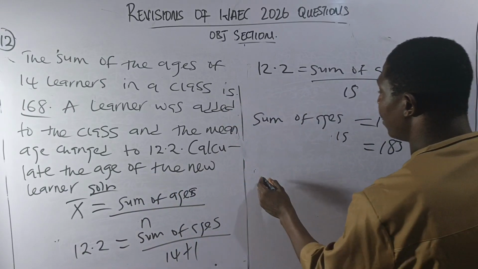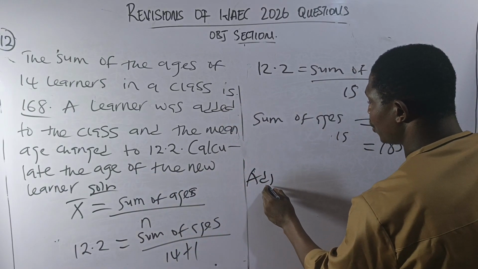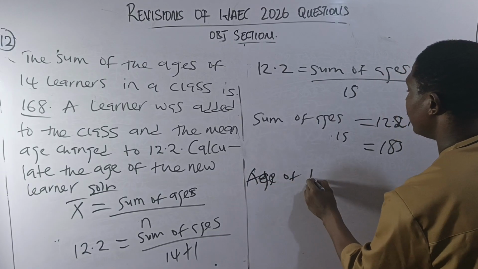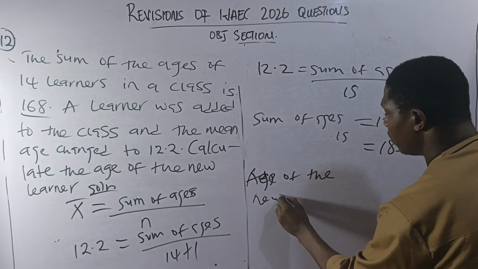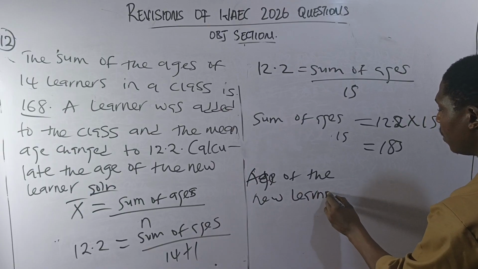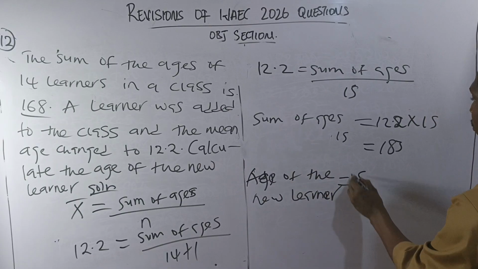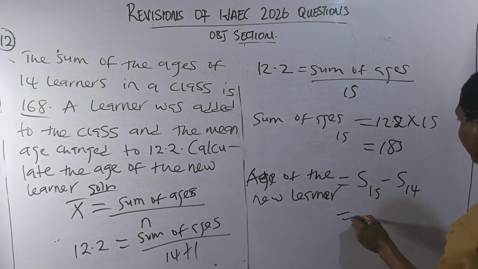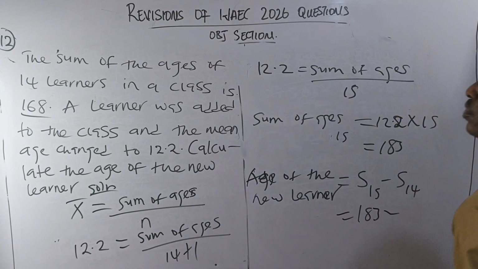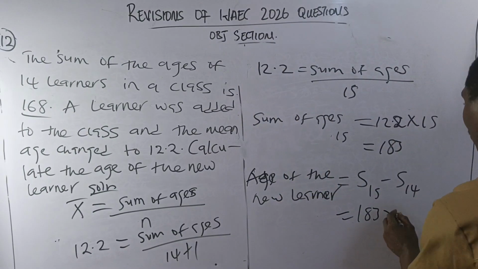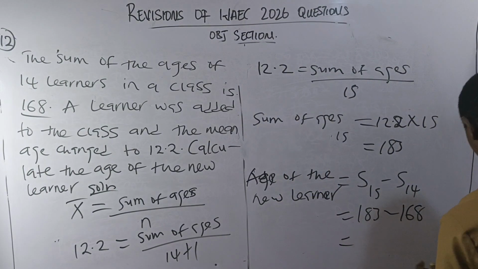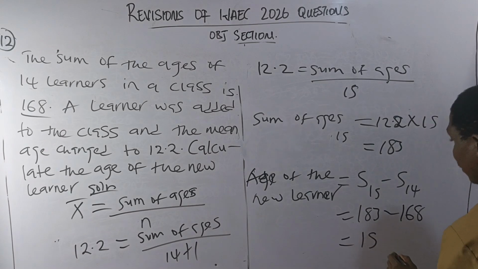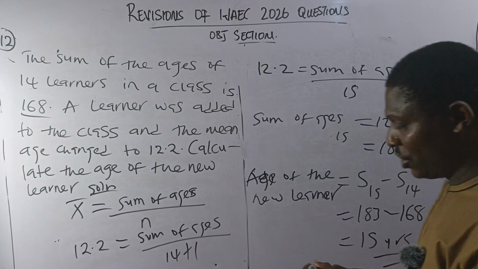So the age of the new learner will be equal to sum of ages for 15 minus sum of ages of 14, which gives us that of 15 is 183 minus that of 14 is 168. So I have 183 minus 168, and that gives us what? 15 years. So this is my answer. Thank you.